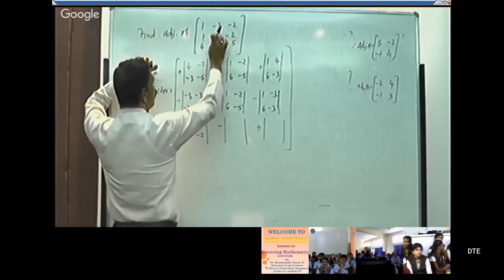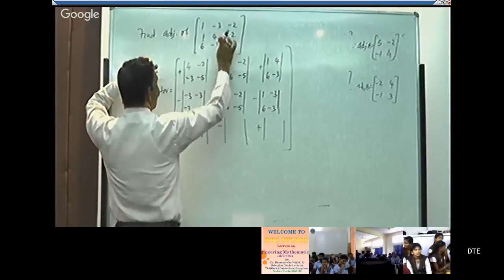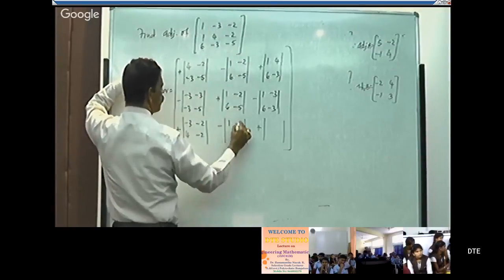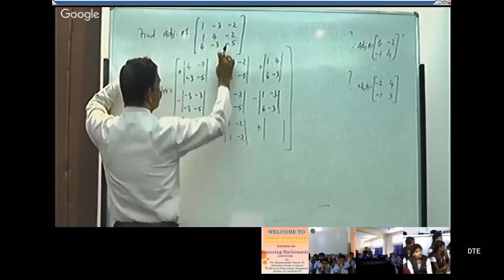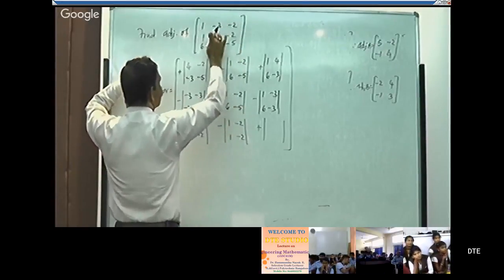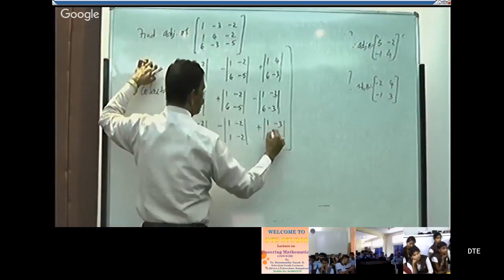For this, leave this column and row. 1, minus 2, 1, minus 2. For minus 5, leave this column and row. 1, minus 3, 1, 4.